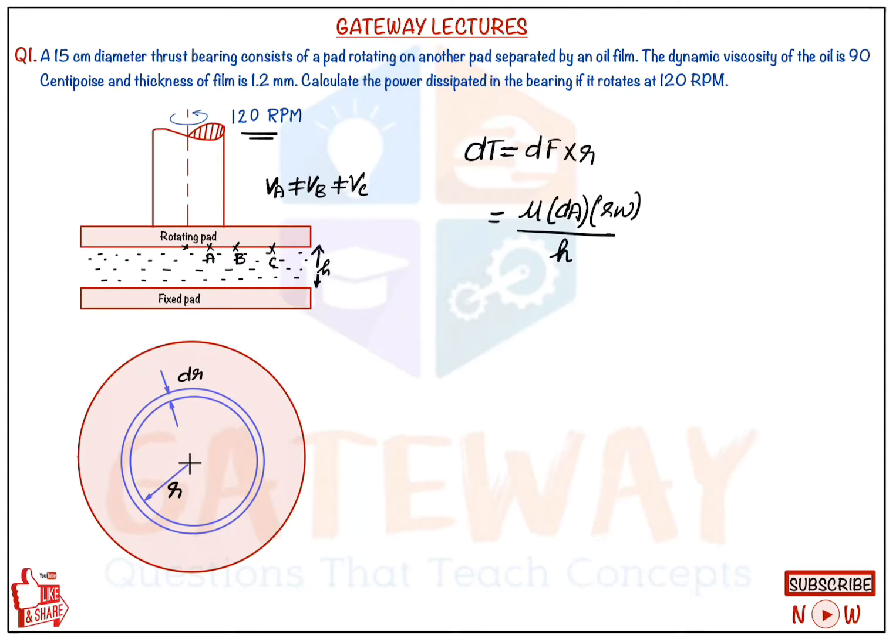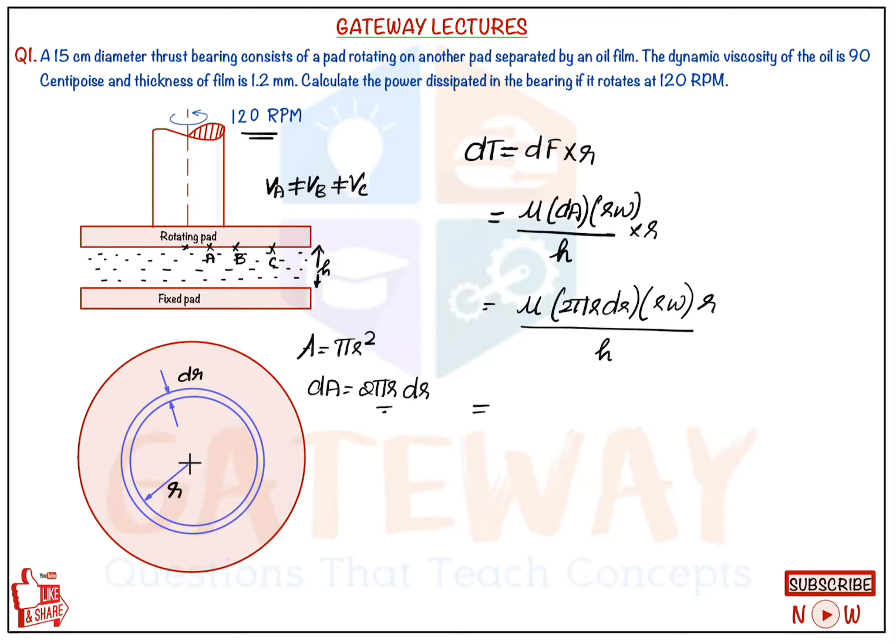It will be a constant h into r, and here generally area is pi r square for circular thing. So dA will be equal to 2 pi r into dr. So substitute dA as 2 pi r into dr into r omega into r divided upon h. So from that we'll get dT is equal to, taking out all the constant terms, 2 pi mu omega and r cube dr upon h.